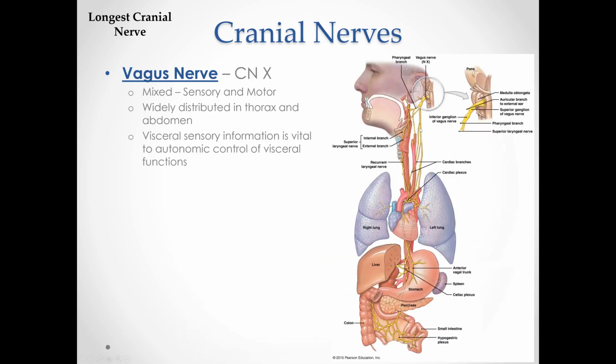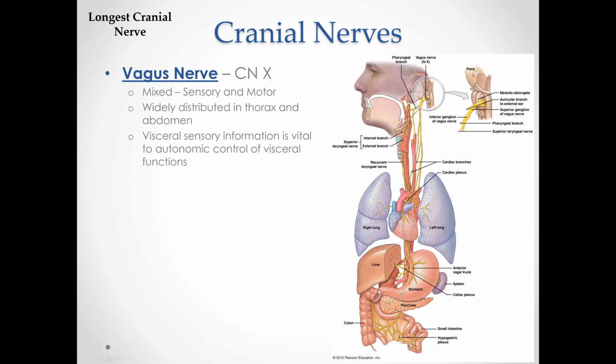Cranial nerve number 10 is the vagus nerve. This is the longest cranial nerve. So it starts up at the brainstem, and this one travels all the way down throughout the thorax and throughout the abdomen, and it makes contact with many of the thoracic organs as well as the abdominopelvic organs. So the vagus nerve is a sensory and motor nerve, so it's mixed. As I just said, it's widely distributed in the thorax and abdomen.